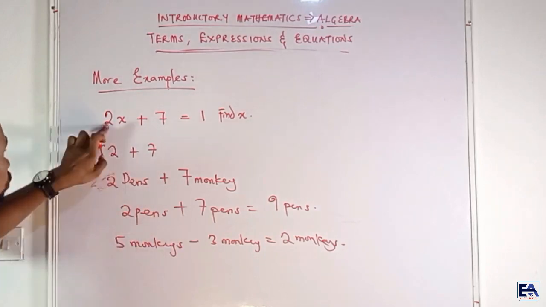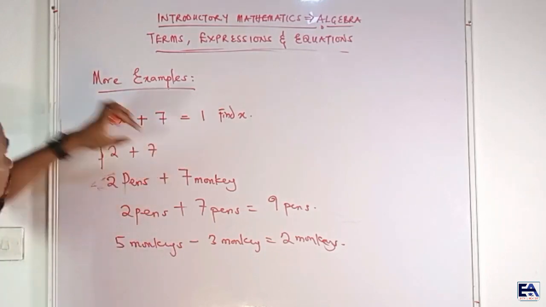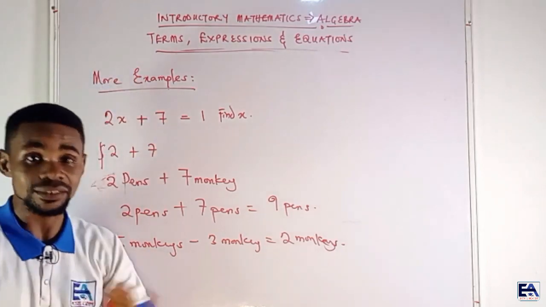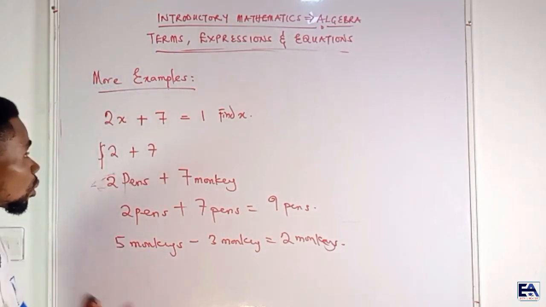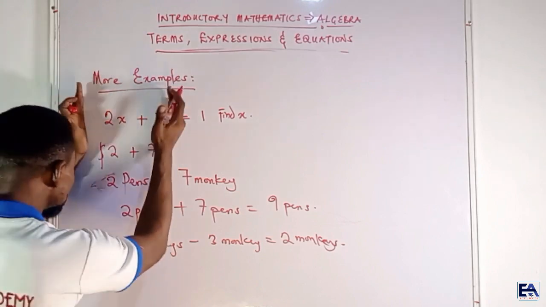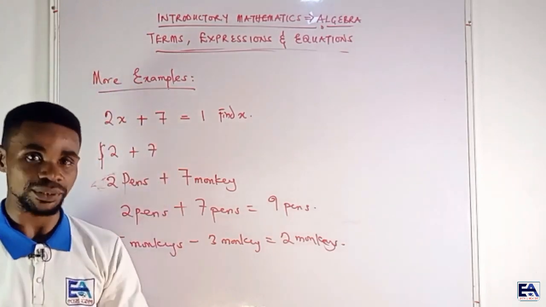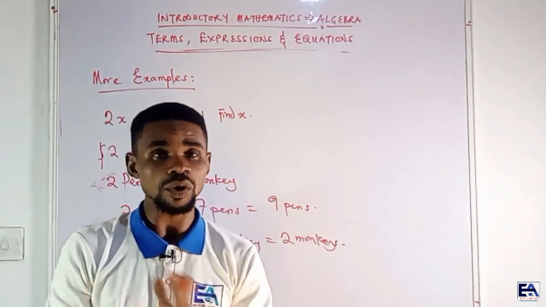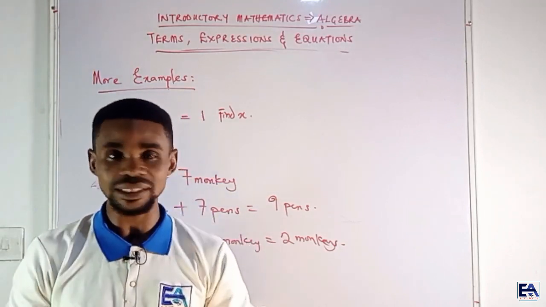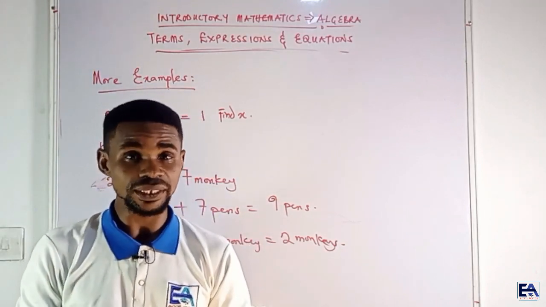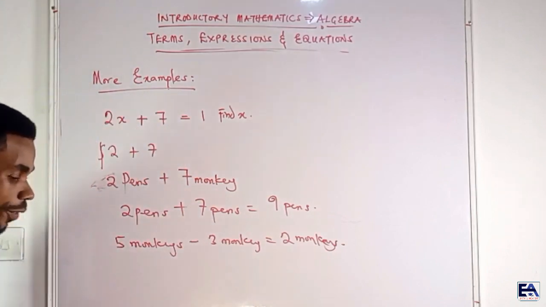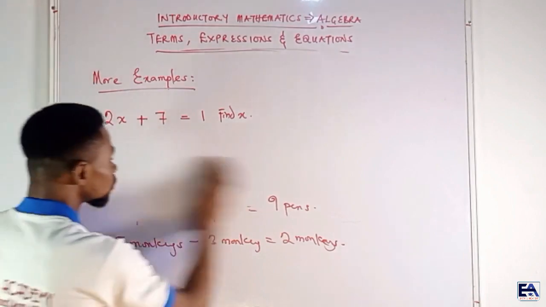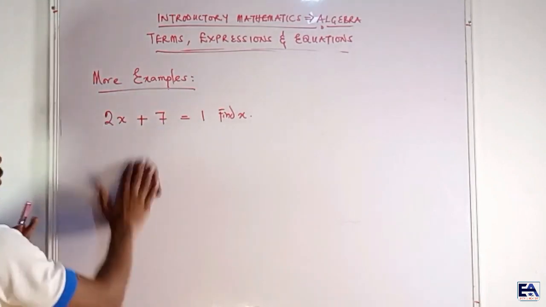Look at this one here, 2x and ordinary 7. This is a 2 that has an x, but this one is a 7 that has nothing. They don't look alike. They can remain like this forever and nothing will happen. They will never be able to add or subtract under any circumstance. Do you understand that? So now that we know the reason why they cannot add or subtract, we can move from here.